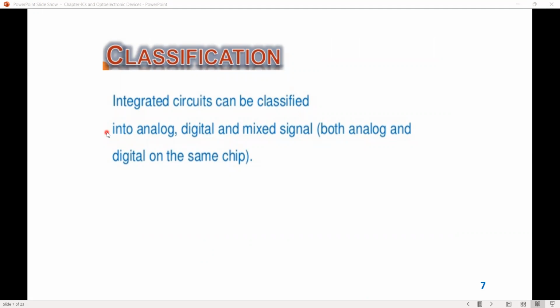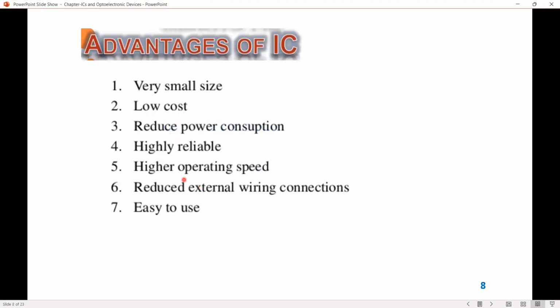The type of ICs could be analog type, or digital type, or mixed signal type ICs. If we say mixed signal, that means both analog and digital on the same chip. So three types: analog, digital, and mixed signal ICs are available in the market.